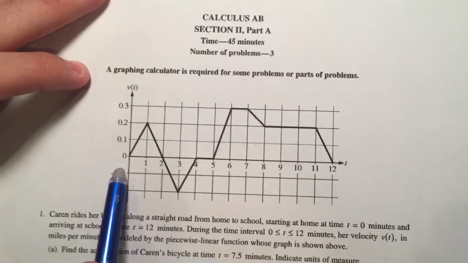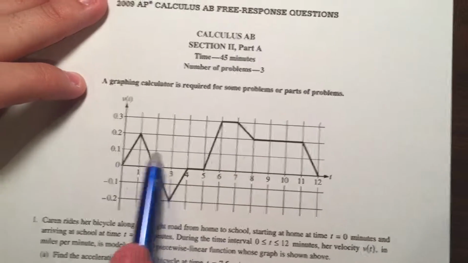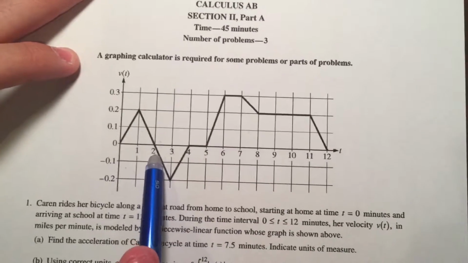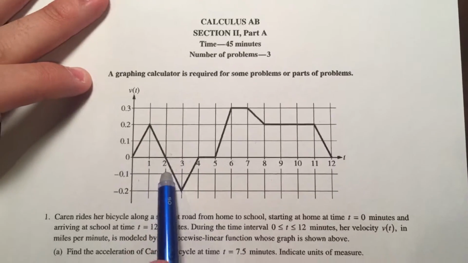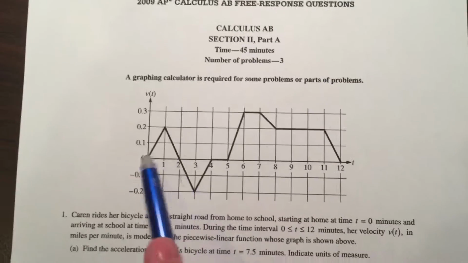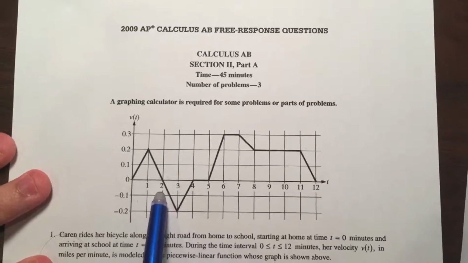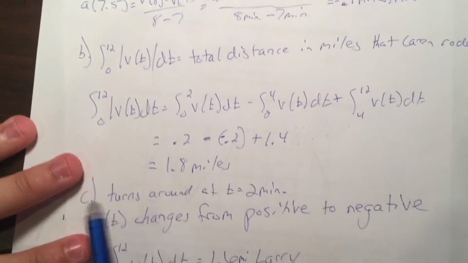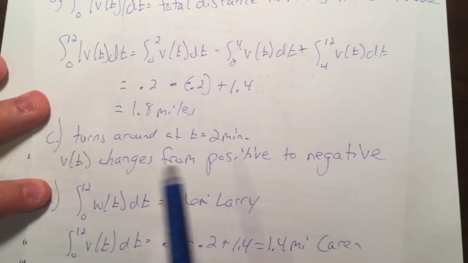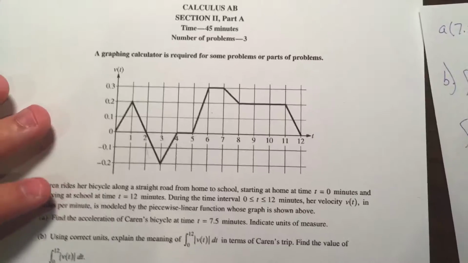So when she begins, she's moving right, and she begins to slow down. And at time 2, her velocity is 0, so she stopped. And now she has a negative velocity, which means she's turning away from her spot, and now she's going back towards her home. So this fact helps you support that she turns around at t equals 2 minutes because v of t changes from positive to negative.